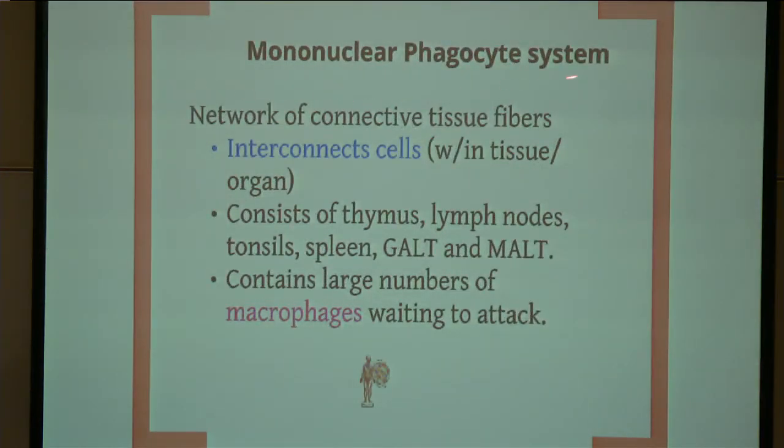So first up, the first system we have is called the mononuclear phagocyte system. Okay, kind of wordy for this system. All that it is referred to as a system that just kind of connects the cells within these tissues to each other. It's really kind of all about connection and communication, okay, between these cells.